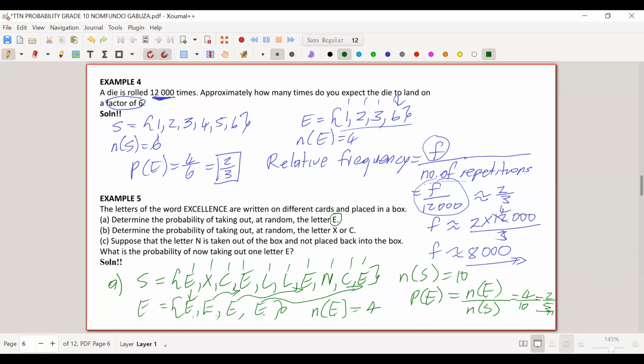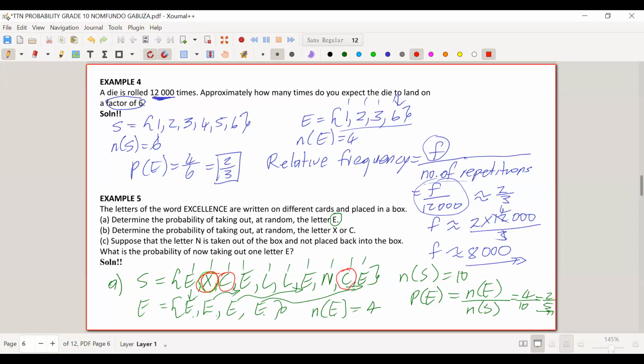Part B says determine the probability of taking out at random the letter X or C. So the letter X, this is our letter X, okay. And this is our letter C. This is our letter C.